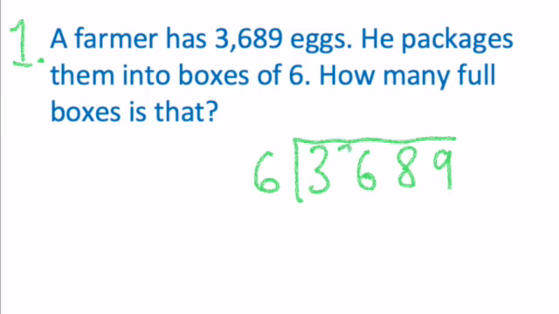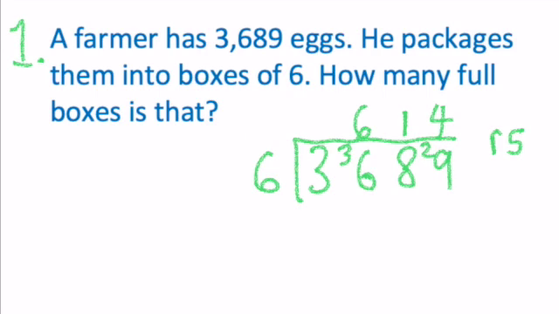So we carry the 3 across. 6 goes into 36 6 times. 6 goes into 8 once, and then there is a remainder of 2, because 8 take away 6 is 2. And 6 goes into 29 4 times, because 6 times 4 is 24. And then that means there's a remainder of 5.